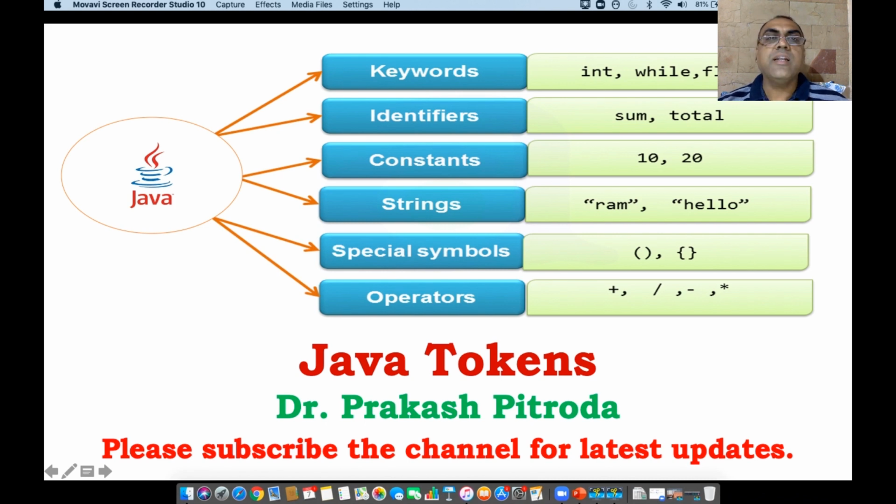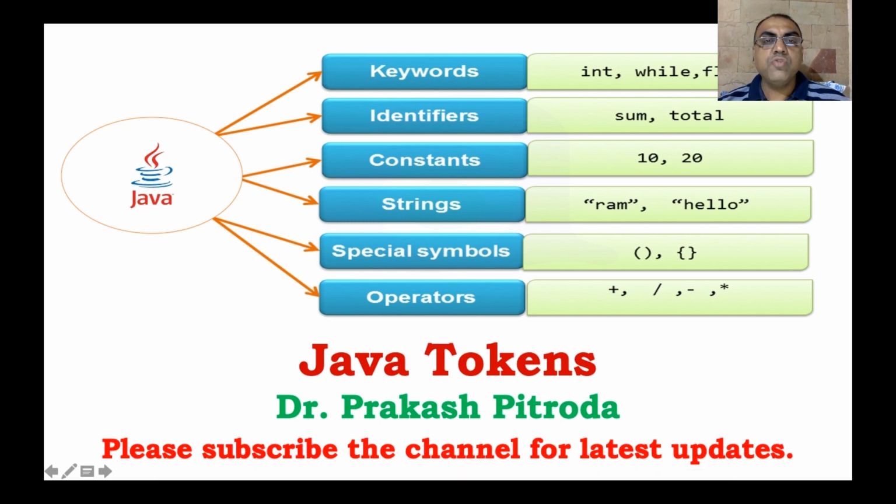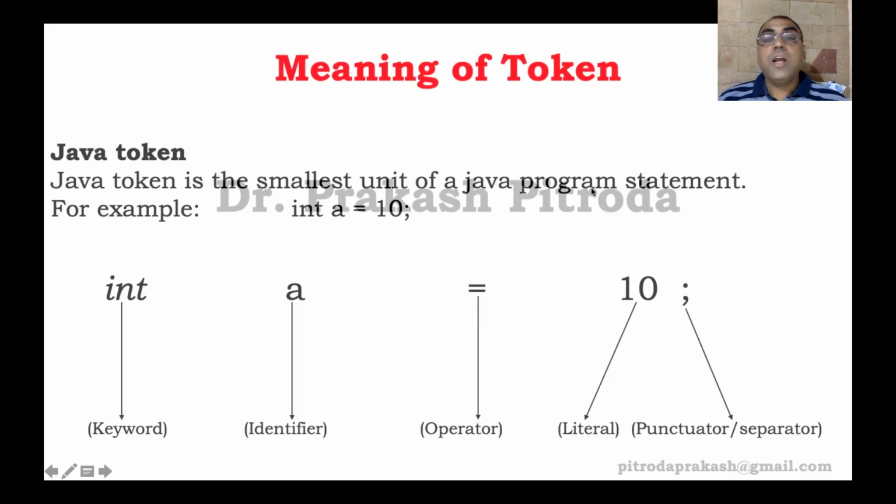Let us get into understanding the Java tokens. We have already gone through the first three parts. In case you have not, please go through parts 1, 2 and 3 before you go through this part. What we have learned so far, let us take a gist. We have understood Java token. A token is the smallest unit of a Java program statement. Assuming here is a statement, then int is a keyword, a is your identifier, which in turn is a variable, equal to is an operator, 10 is your literal, and of course the punctuator.